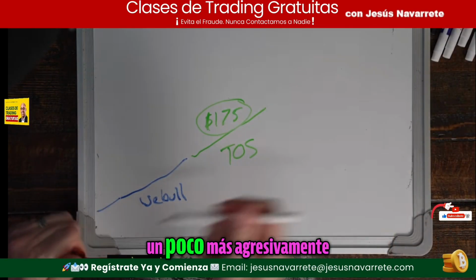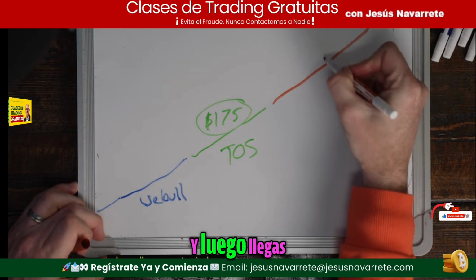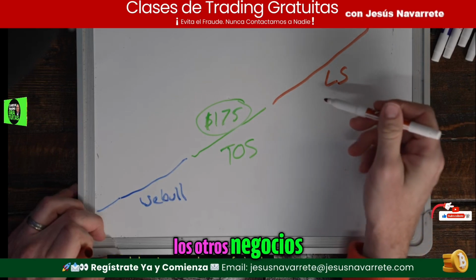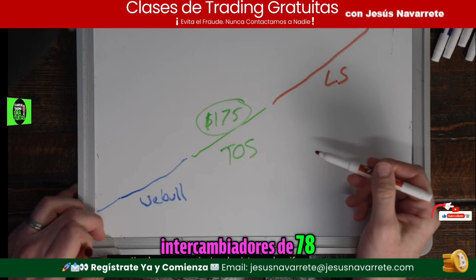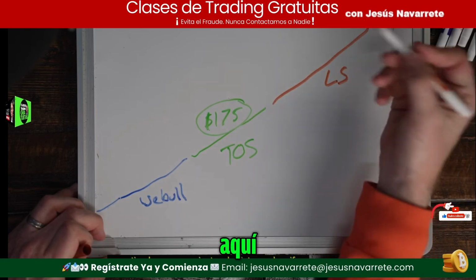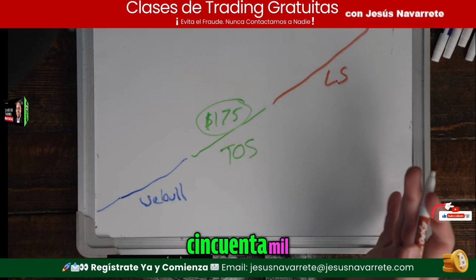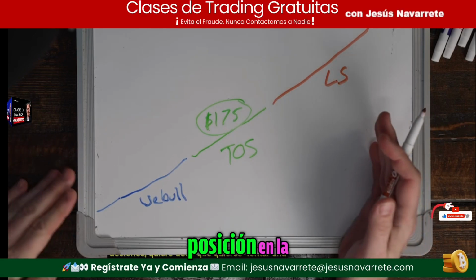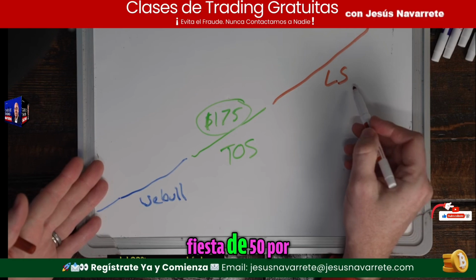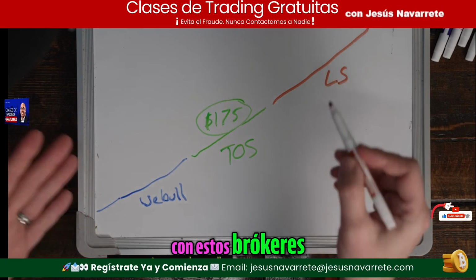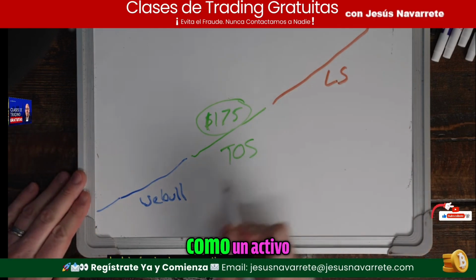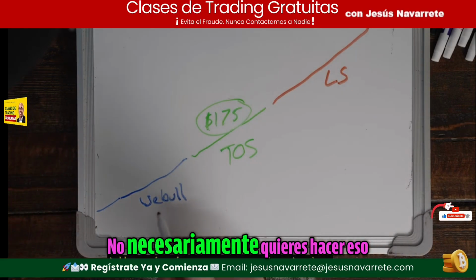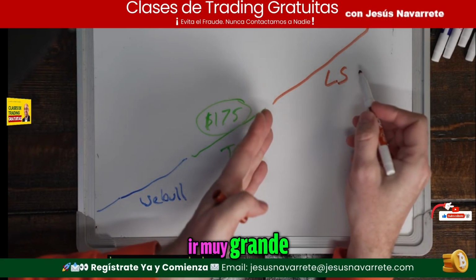And then you get up to this level here, which is Lightspeed Trading, or one of the other professional brokers that cater to 7- and 8-figure traders like myself. And here, you could trade 50,000, 100,000, 500,000 shares. I mean, if you want to take a position in the company, like a 50% stake or a 20% stake, you could do that with these brokers. They'll let you if you want to become an active or passive investor. Thinkorswim, WeBull, these guys will all block you. Not that you necessarily want to do that, but you're allowed to go really big over here.